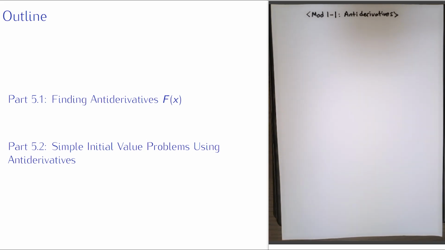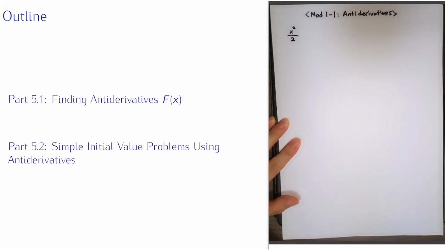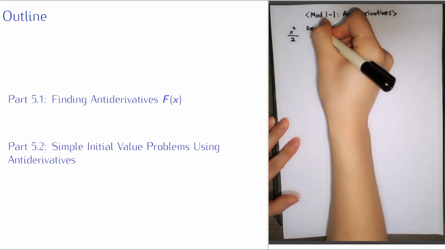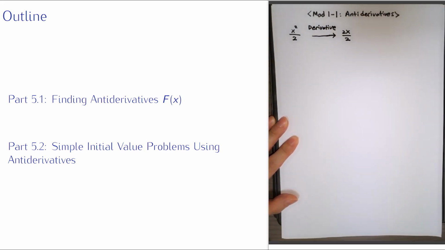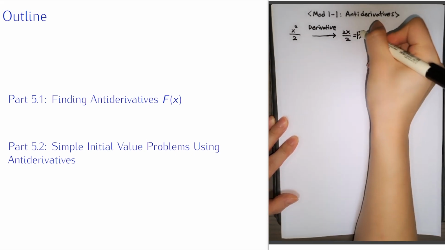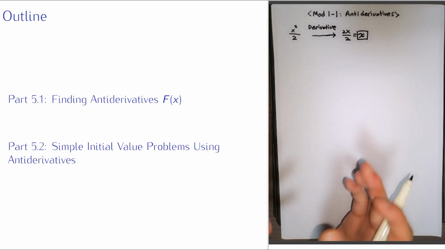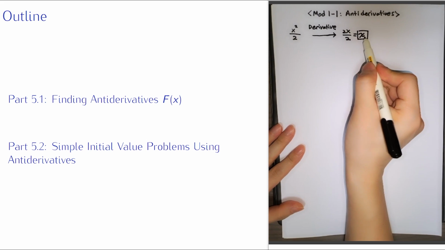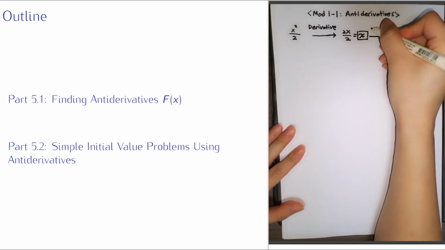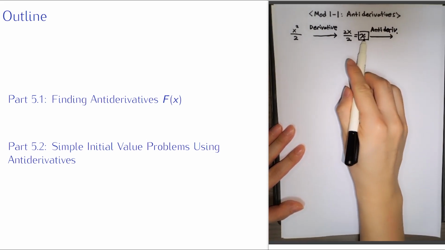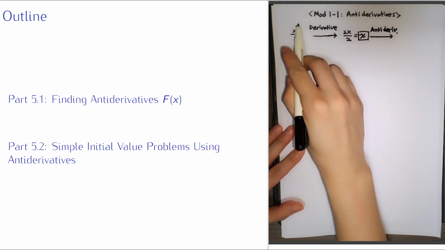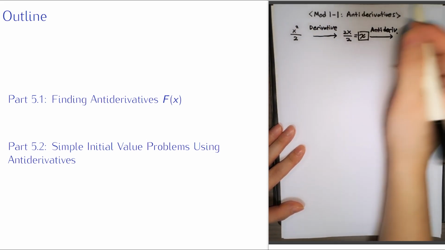For example, if you have a function that looks like this, x squared over 2, taking the derivative of this function gives you 2x over 2, which is equal to just x. Now, finding the antiderivative is exactly the same process except that we're going back to the original. For example, the antiderivative of x is actually this guy, which is x squared over 2.